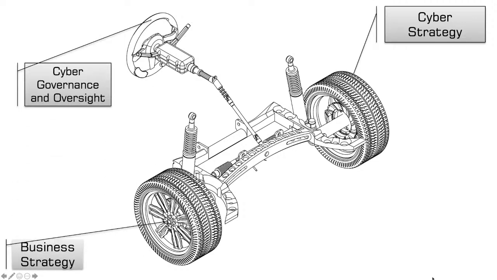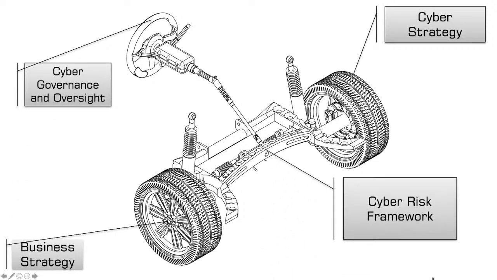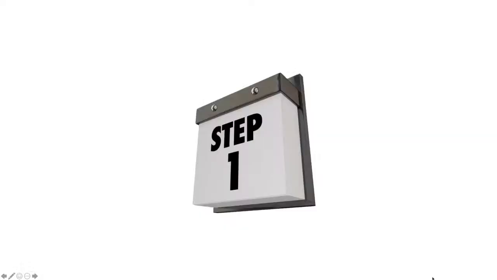The governance and oversight is the steering wheel. And of course, we have the cyber risk framework, which is the chassis keeping everything together. And as I've alluded to before, the atoms within that metal and framework are the laws, the regulation and compliance that hold and glue everything together and make it strong and make sure that it's fit for purpose.